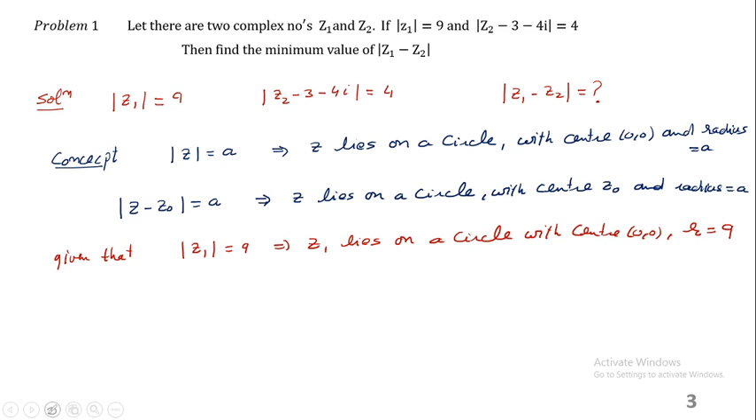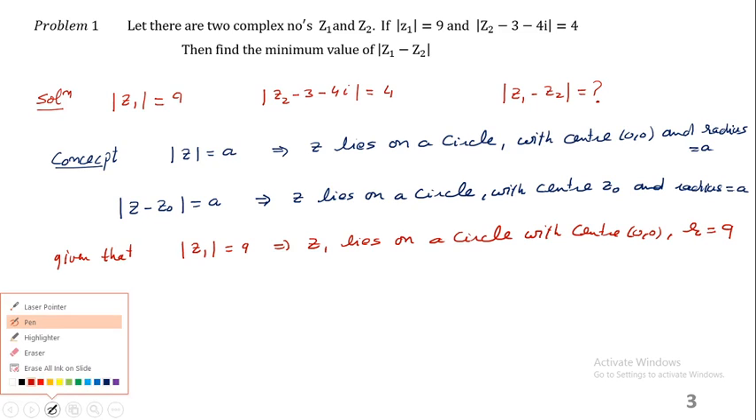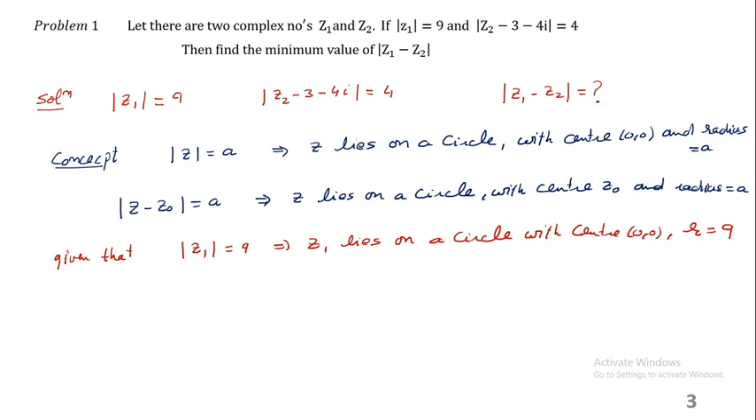Before that, we will find the locus of the other complex number, z2. It is given that the magnitude of z2 minus (3 minus 4i) is equal to 4. We can write it like this: magnitude of z2 minus, taking the minus common, in the bracket 3 plus 4i, is equal to 4. Now I can observe that z2 lies on a circle. I am getting a result that z2 lies on a circle.